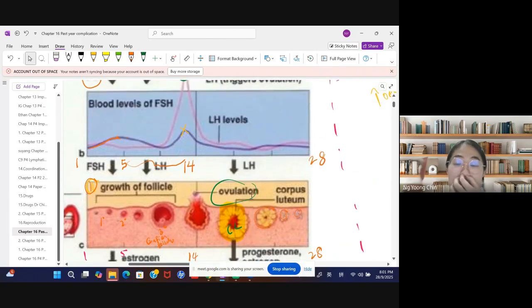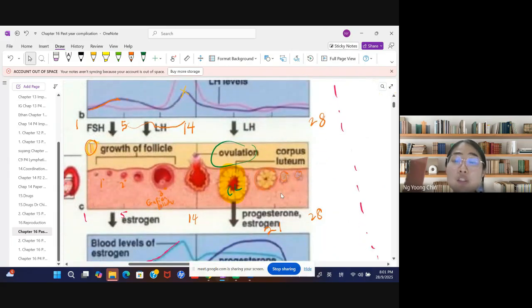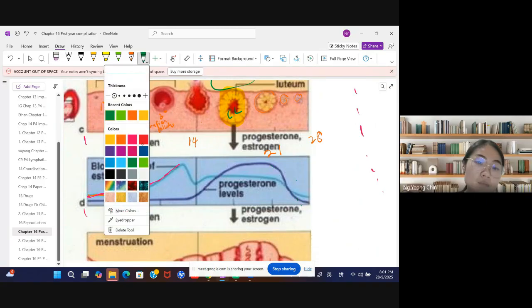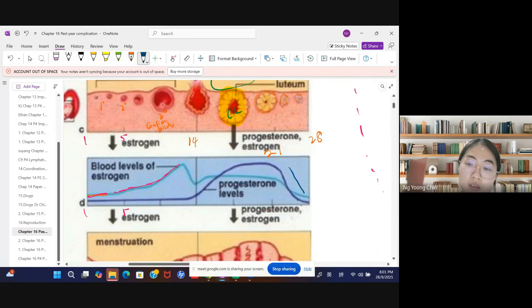So if there's no fertilization, the corpus luteum will degenerate. Once they degenerate, there will be no source of progesterone. So that's why the progesterone will just decline like this. See, they just decline, they drop in level. This happens between day 21 and day 28.